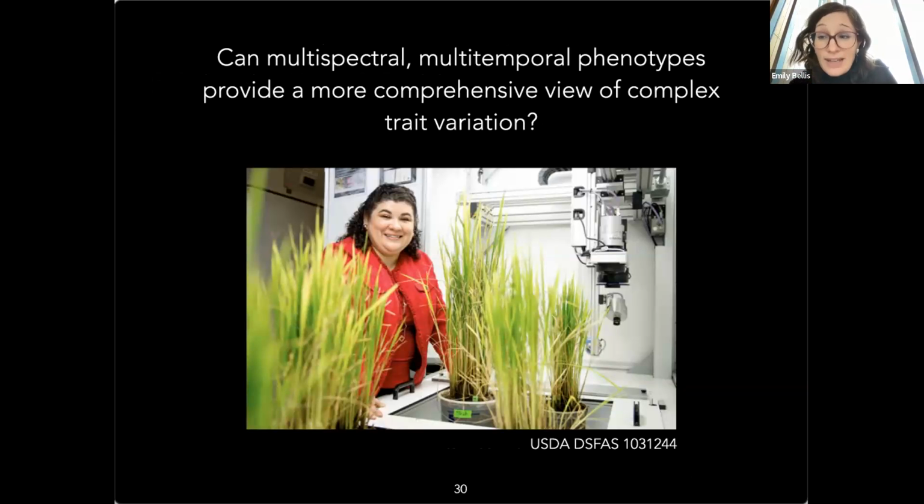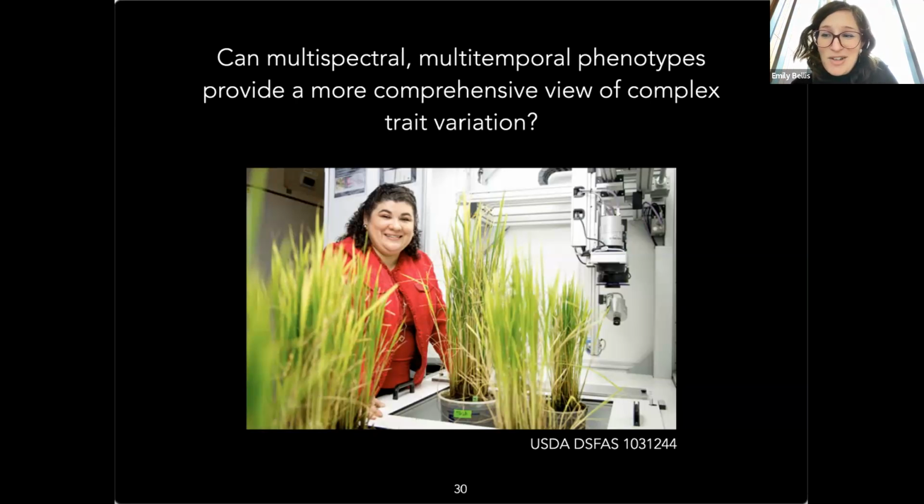So the next thing that we are going to be looking at is whether evolutionarily informed feature selection can help prediction models for more complex phenotypes. So here's our question: can multispectral, multitemporal phenotypes provide a more comprehensive view of complex trait variation? We're just getting started. This is a new project funded by the USDA Data Science for Food and Ag Systems program, and it just started in August of this year, in collaboration with Dr. Halia Lawrence at Arkansas State University.